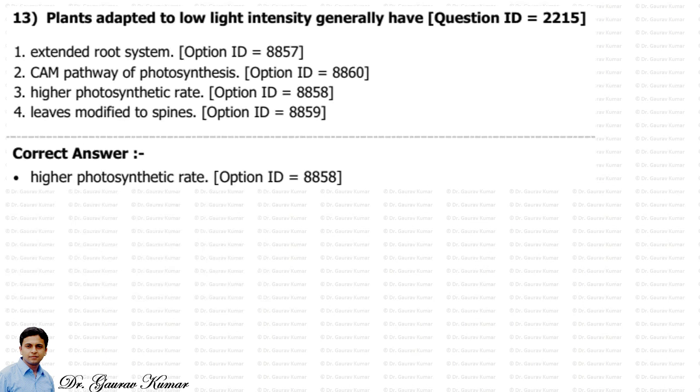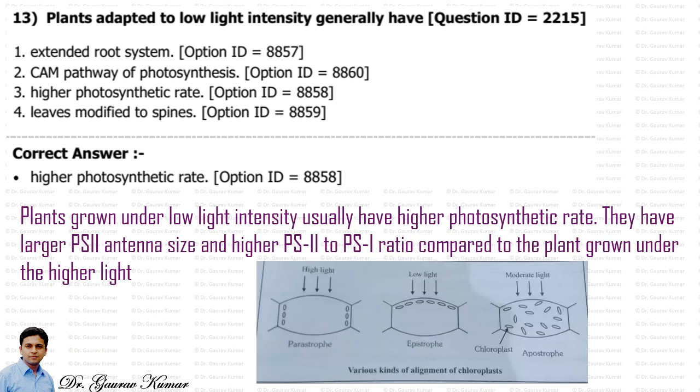Next question, plants adapted to the low light intensity generally have. So the answer is high photosynthetic rate, because plants grown under low light intensity usually have higher photosynthetic rate. They have large PS2 antenna size and higher PS2 to PS1 ratio compared to the plants grown under the higher light. So also the plants which are growing under low light intensity, generally they show different arrangement of the chloroplast.